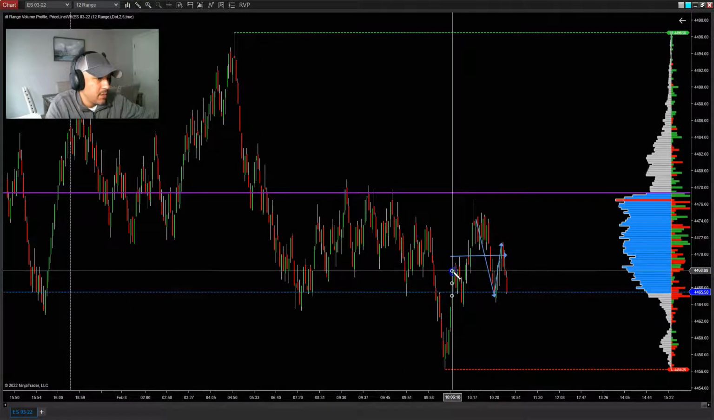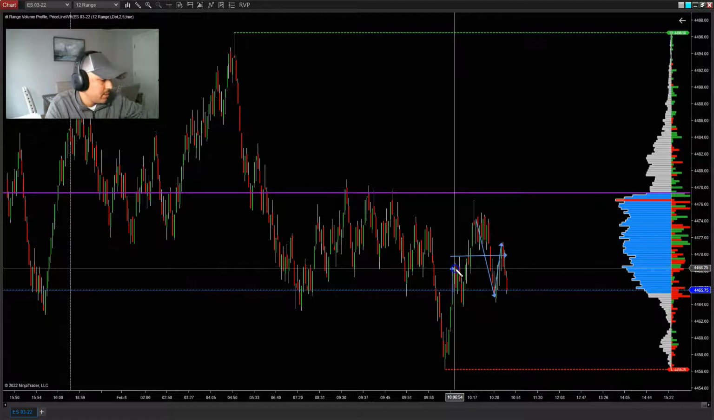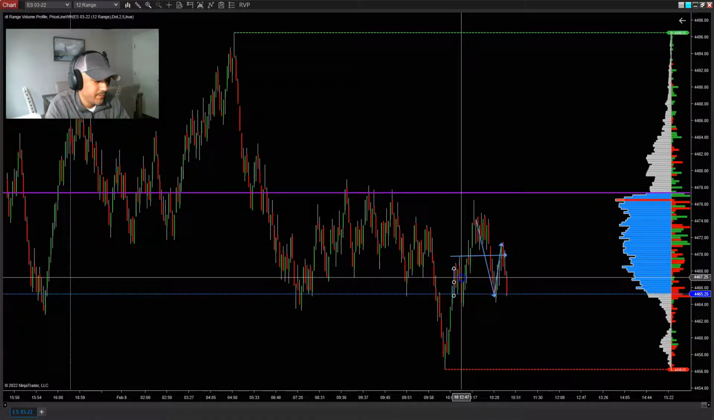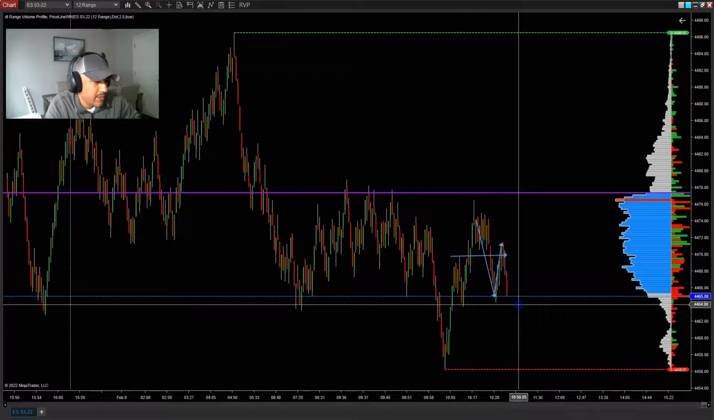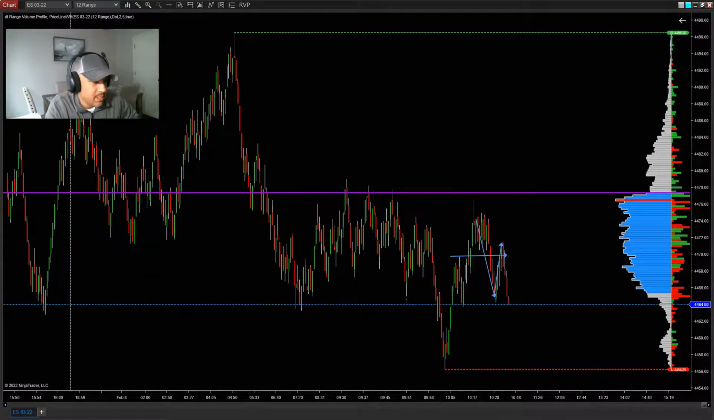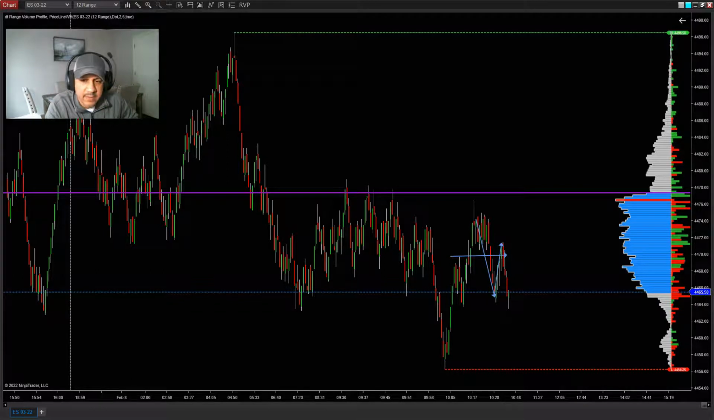So, okay, now I need to pay attention to this area here. This is what I need to pay attention to. Will price break this area to the downside? Let's see if I'm gonna swing to the downside. Okay, all right, so it hasn't bounced.